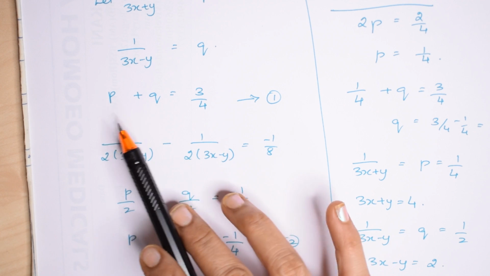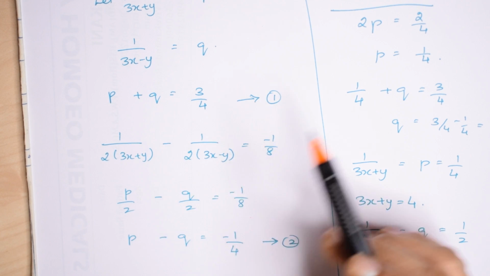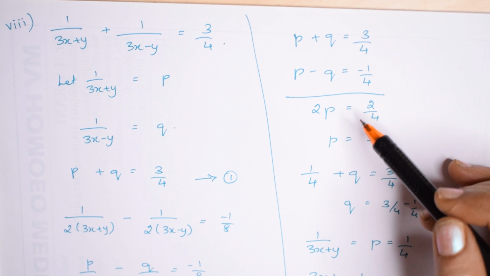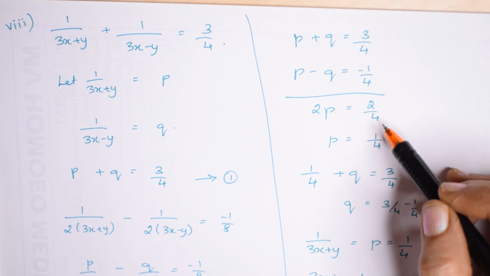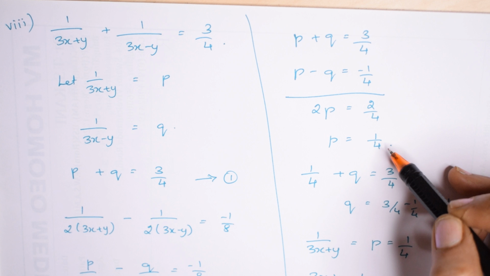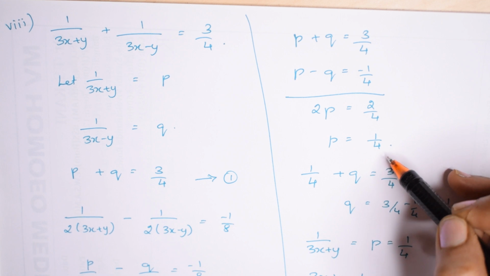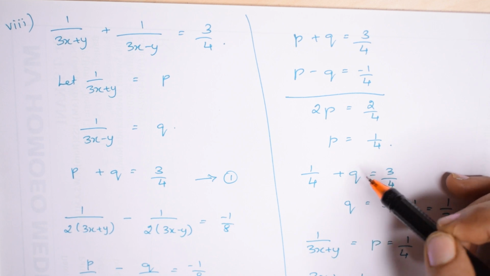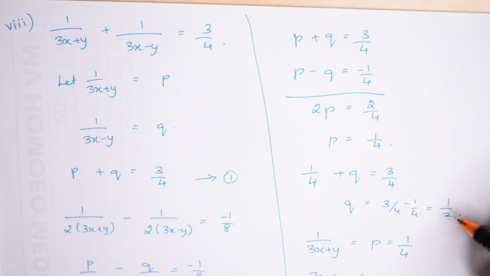Again the equations are very simple, p plus q and p minus q. So when I use the elimination method, I get 2p is equal to 2 by 4. So p is equal to 1 by 4, and I am substituting that value in the first equation, and so I get q's value is equal to 1 by 2.